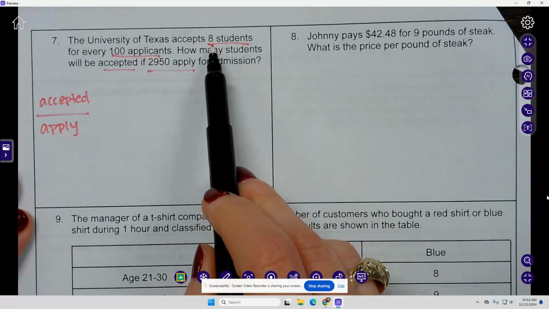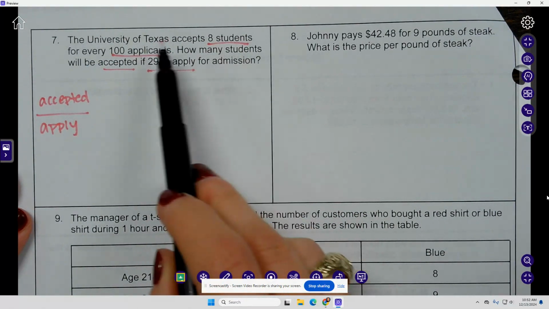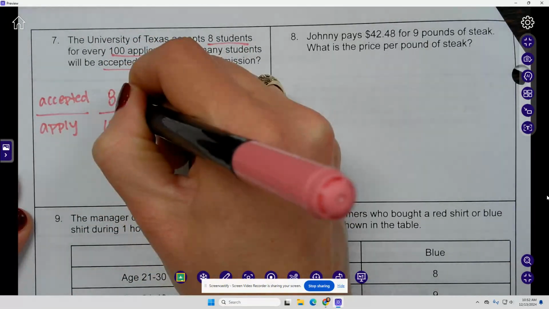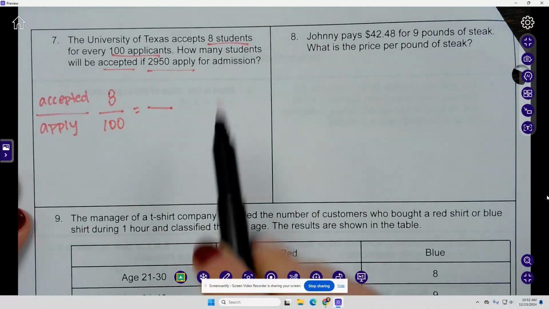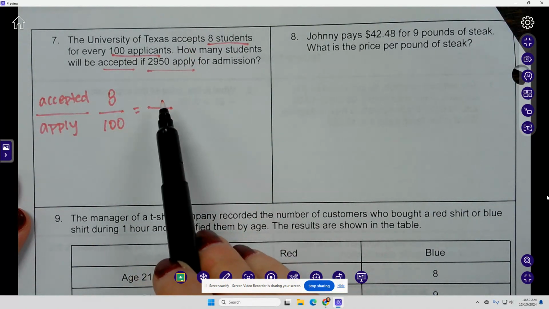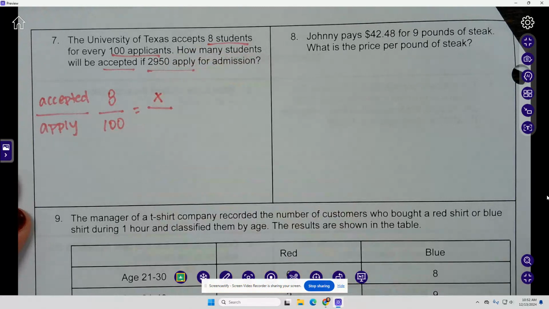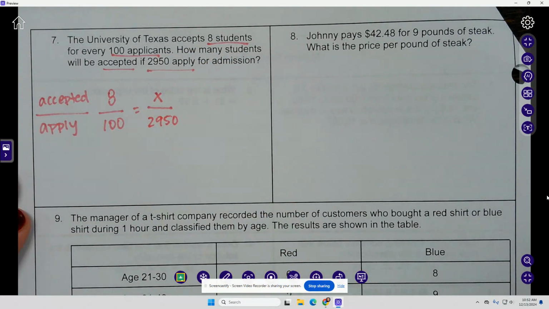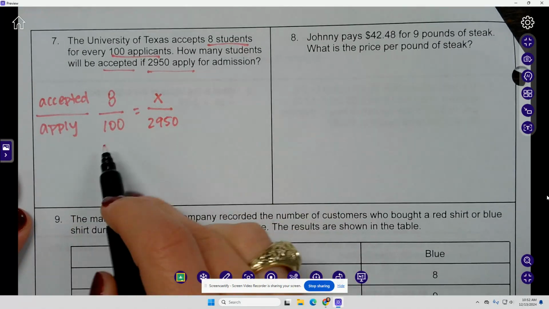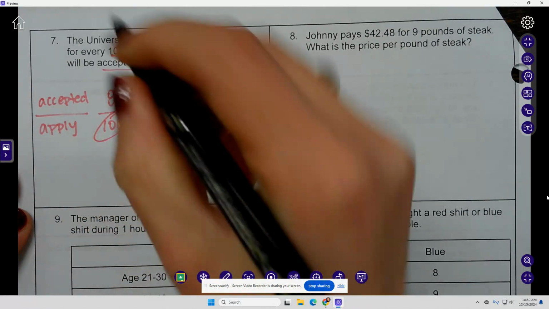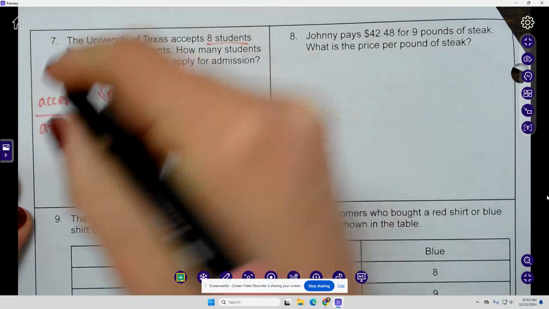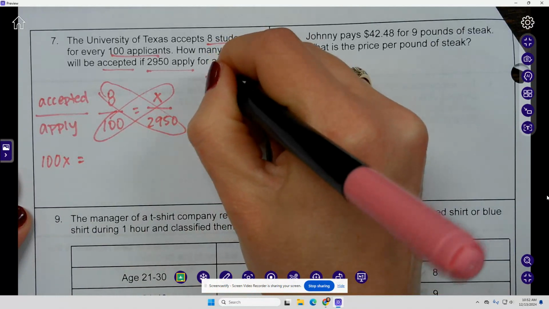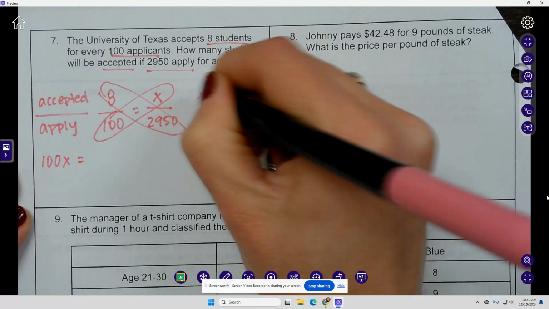So my first ratio comes from my first sentence, 8 students for every 100 applicants. So 8 over 100. My second ratio comes from my question, how many students will be accepted? So I don't know the number of students who are accepted if 2,950 apply. I can't scale, so I'm going to go ahead and cross multiply. So this is 100x equals, so I need to do 2,950 times 8.